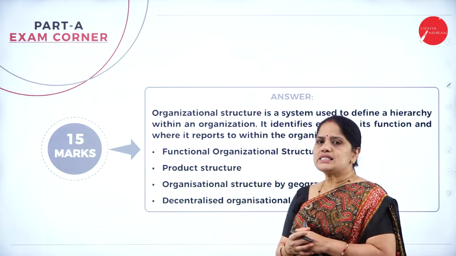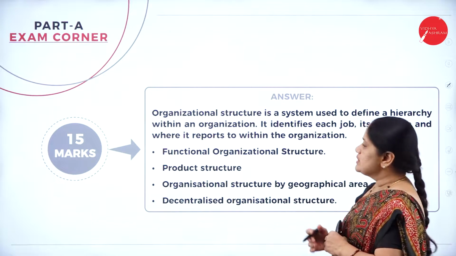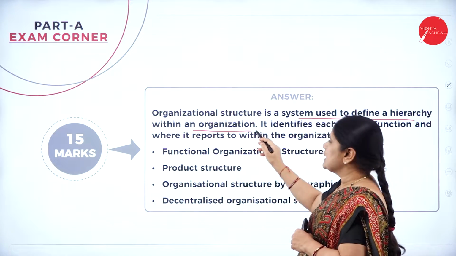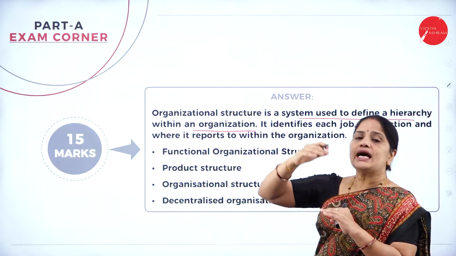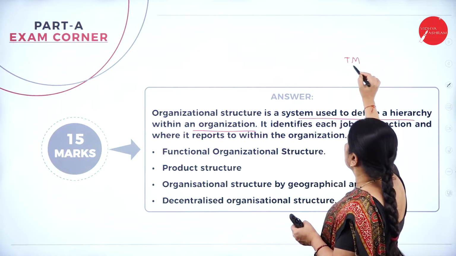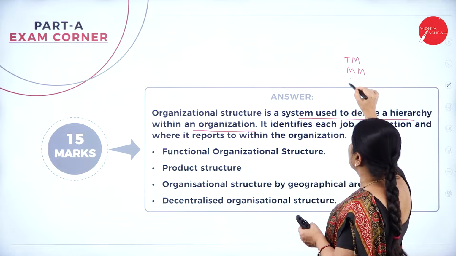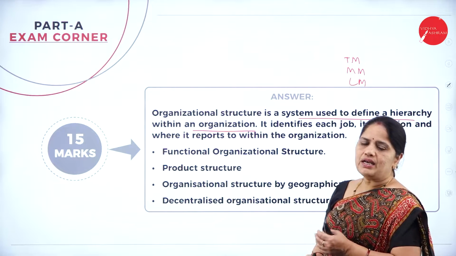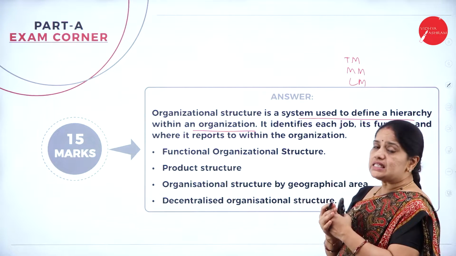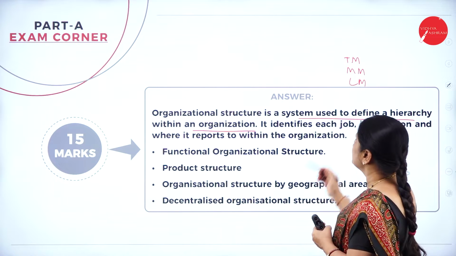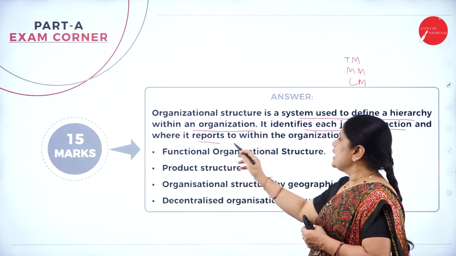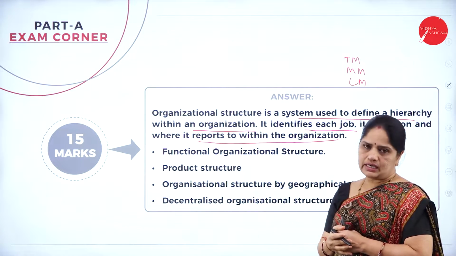Now, let us see what the meaning is here. It is a system used to define a hierarchy within an organization. So what kind of hierarchy? We have the top management, middle management and the lower level management. This is the kind of hierarchy here, and within this hierarchy we have a structure. It identifies each job, its function and where it reports to within the organization.